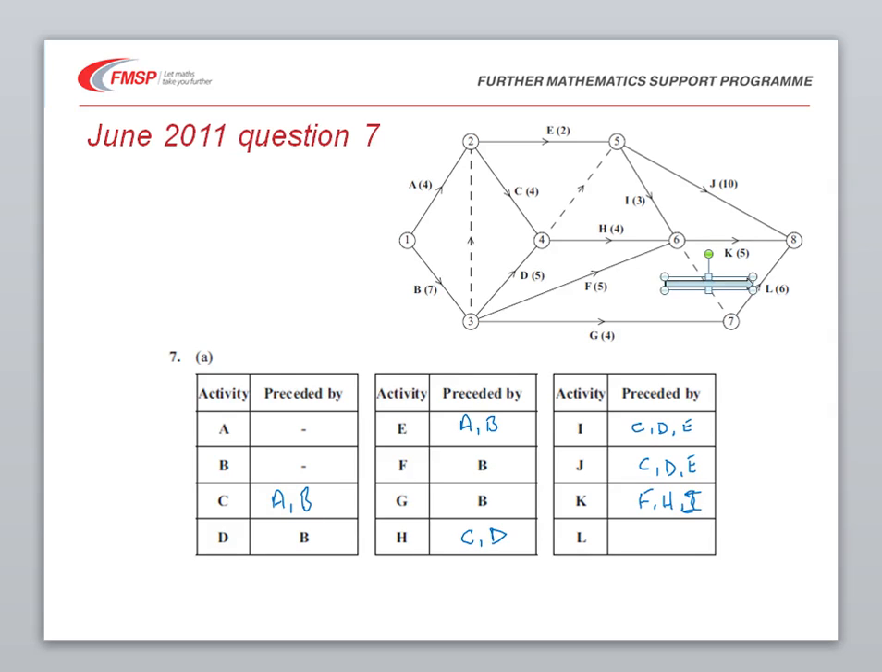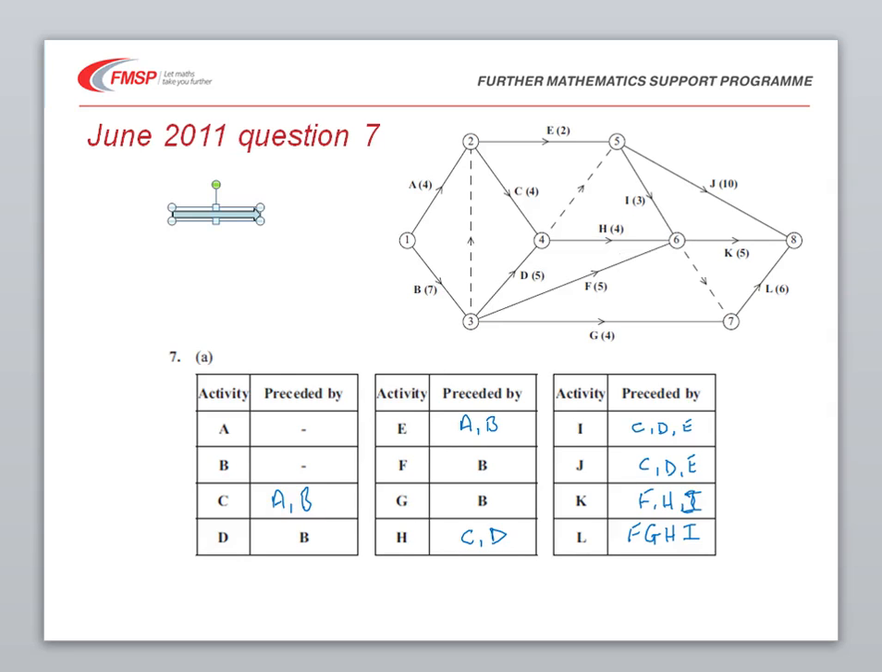And finally, looking at L, which has got G, but also again another dummy coming in here, so we have F, H and I coming from event 6, the same as K. So L depends on all of F, G, H and I. So that's the precedence table complete.